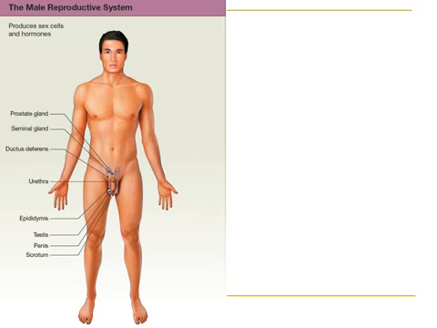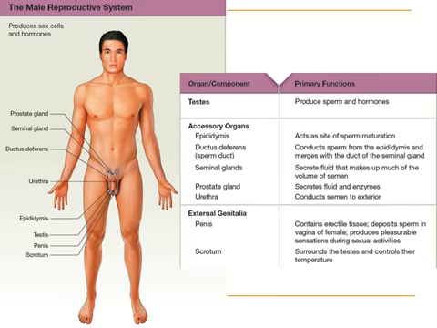And the next one is the reproductive system, and this reproductive system is the least important system for the survival of the human being. We do not need the reproductive system for our survival, but it is a very important system for the continuation of our generation. It consists of the testis, which produces the sperm and also the hormone. That's why the testis is also categorized as an endocrine gland.